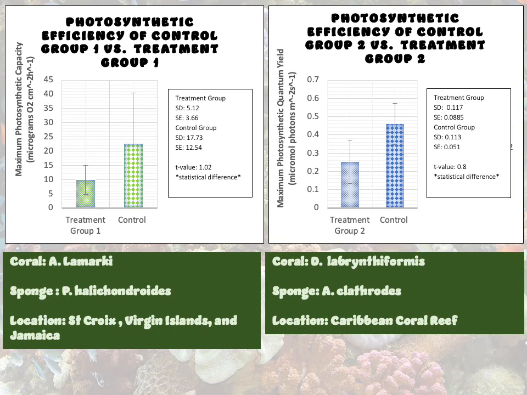So both of the treated groups were treated very similarly. They were in indirect contact with sponges, allowing for the secondary metabolites of the sponges to be emitted to the corals, and then it was measured. Their photosynthetic activity was measured after the fact. And so as you can tell, there are different corals, different sponges, and also from different locations.